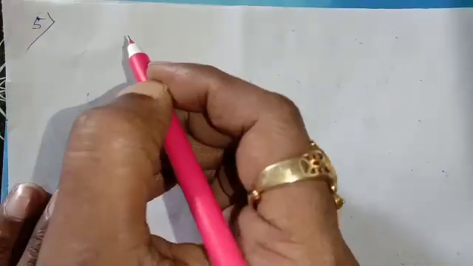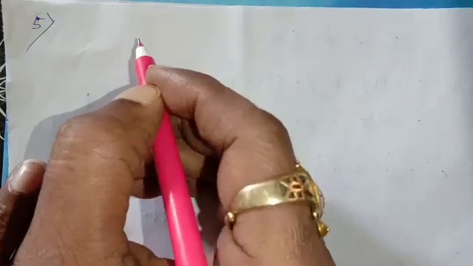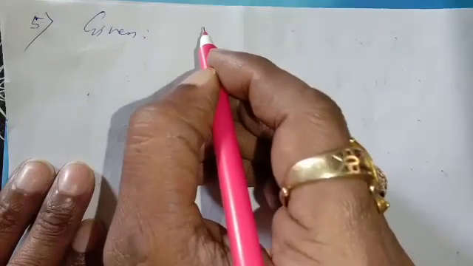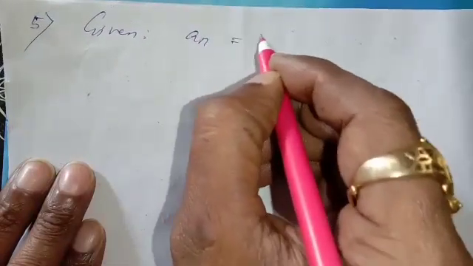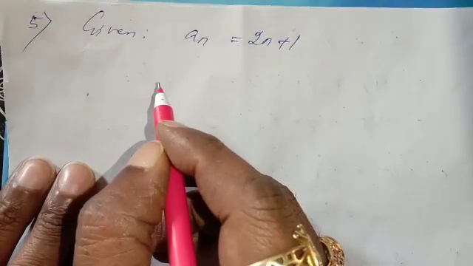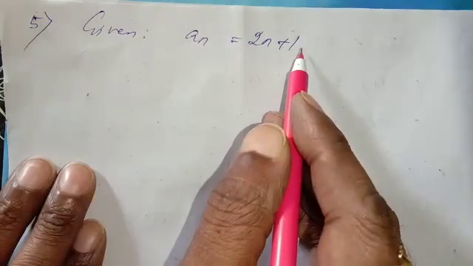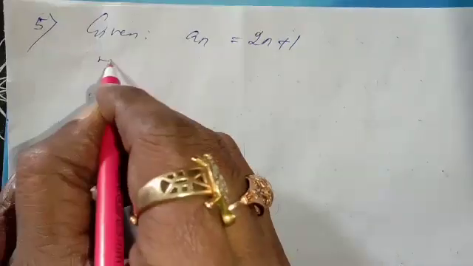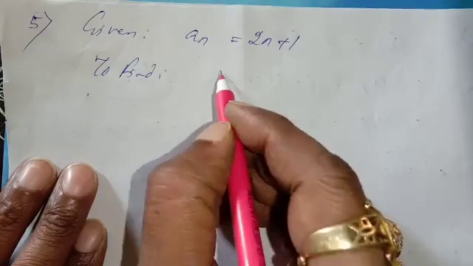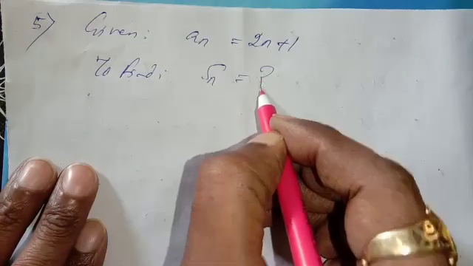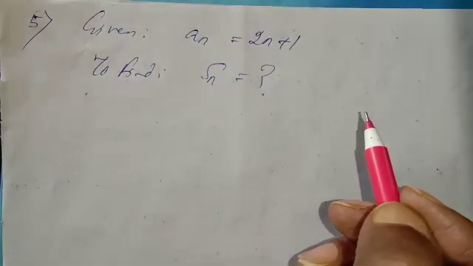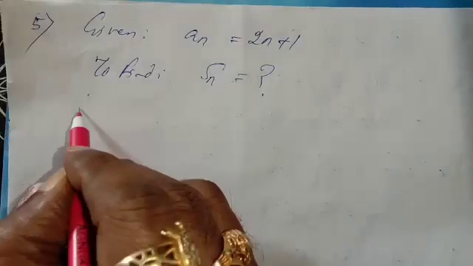Next question. It is given that the nth term of an arithmetic progression is an, which is equal to 2n plus 1. If the nth term of an arithmetic progression is given by 2n plus 1, find the sum of the first n terms, Sn. Here the nth term is given and you have to find the sum of n terms. Just see how to solve.